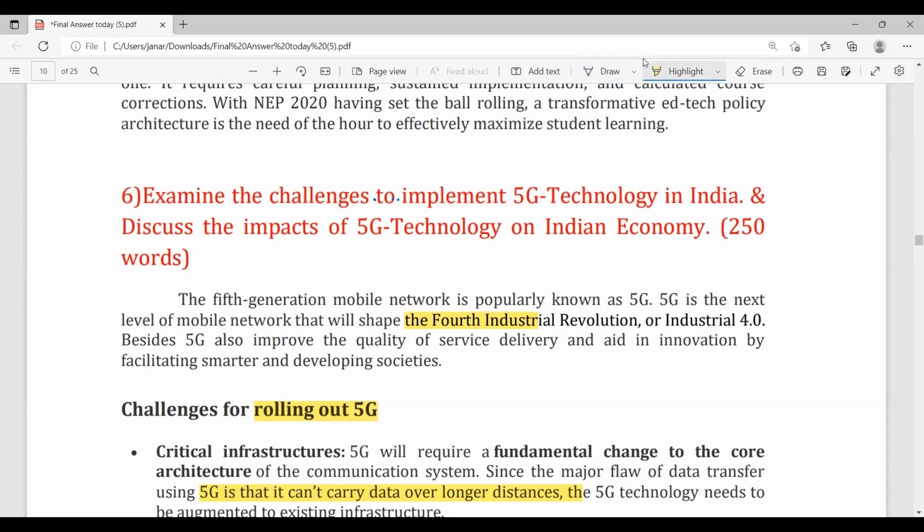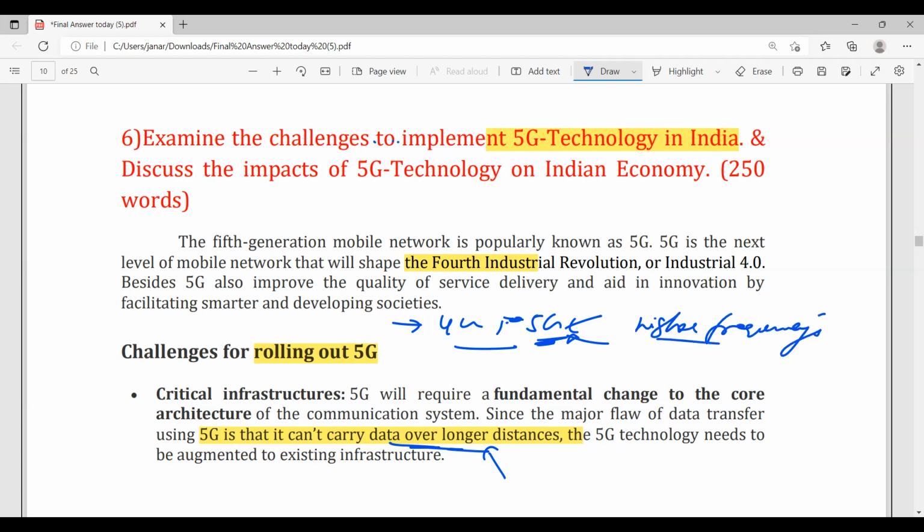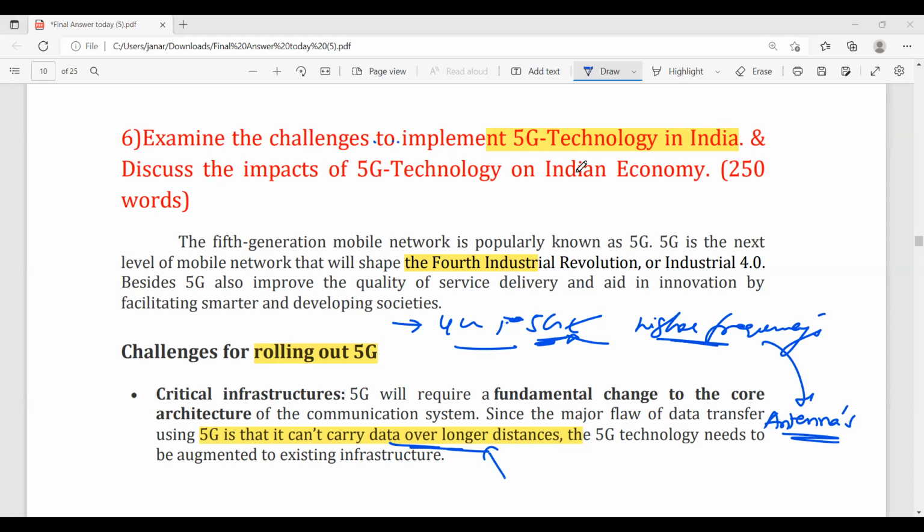Examine the challenges with respect to 5G technology implementation in India. See, with respect to 5G technology, interestingly, it can't carry data over longer distances. Between 4G and 5G, 5G will have higher frequencies. When 5G has higher frequency, which will have a higher antenna size? If you want to establish the telecommunication hardware network, which will have the bigger antenna size? Yes, it is 4G. 5G will have a smaller antenna size: higher frequency, smaller antenna.